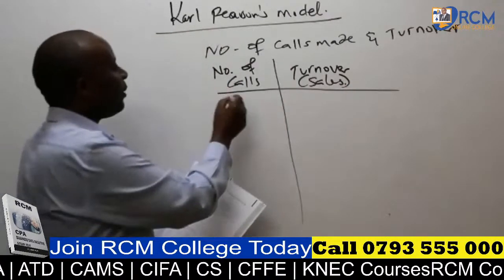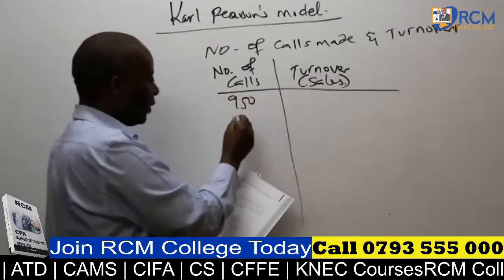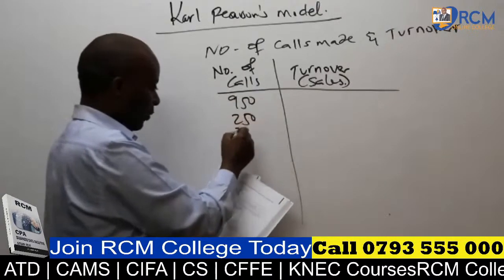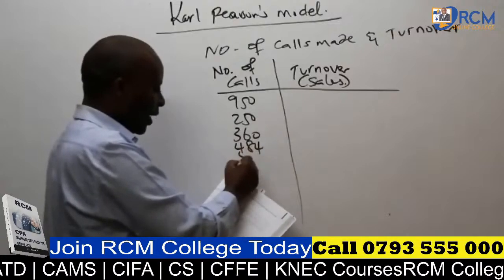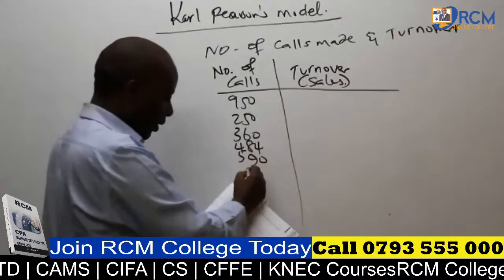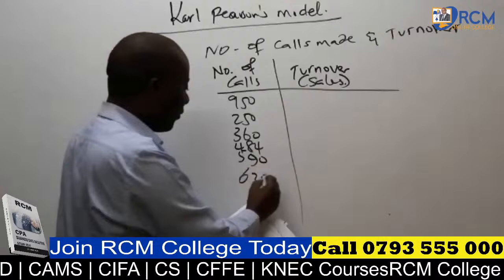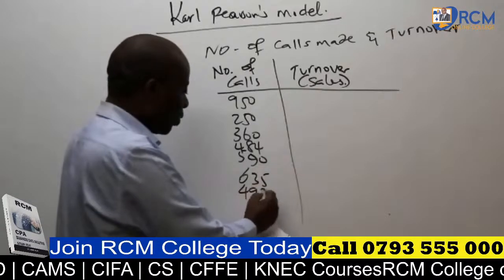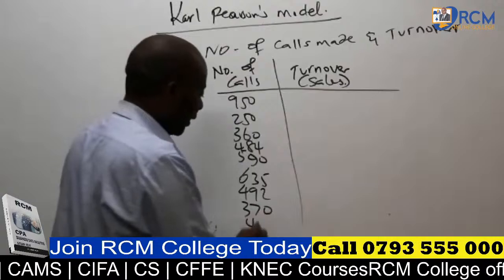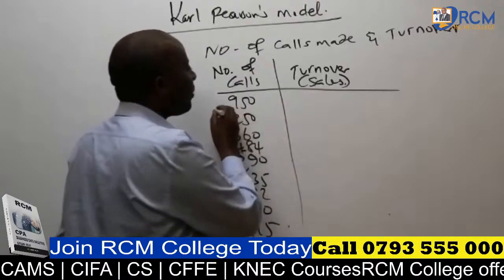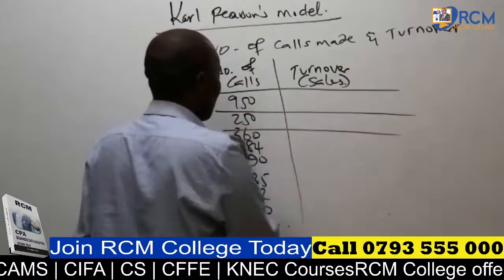So here they have given me 950. Here they have given me 250. Here we have 360. Here we have 484. Here we have got 590. Here we have got, ladies and gentlemen, 635. Here we have got 492. Here we have got 370. And then 415. So, ladies and gentlemen, if that is the case, this is what we need to do very first.